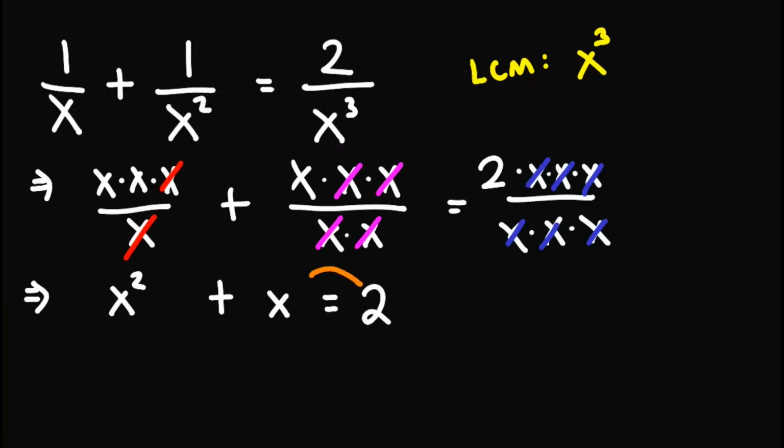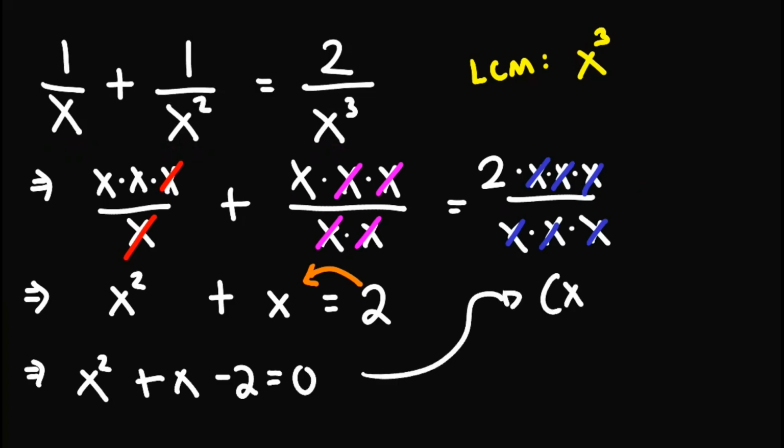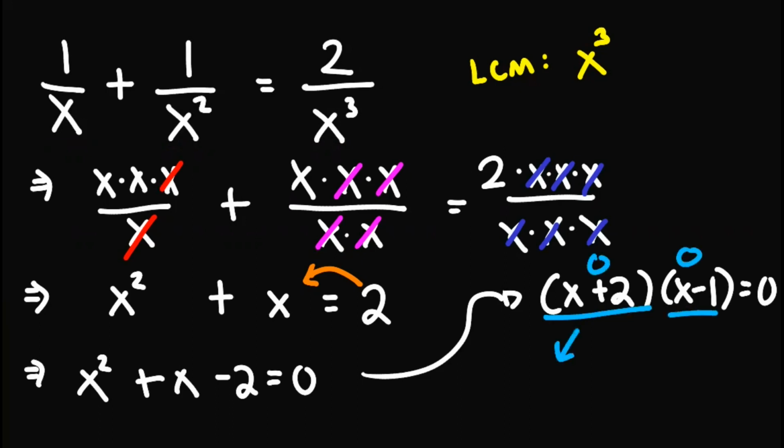We'll simply move this to the left side to obtain x squared plus x minus 2 equals 0, and by factoring, this factors to x plus 2 times x minus 1 equals 0. For this equality to hold, either this is 0 or this is 0. x plus 2 equals 0 will give us x equals negative 2, and x minus 1 equals 0 will give us x equals 1. Let's square this one.